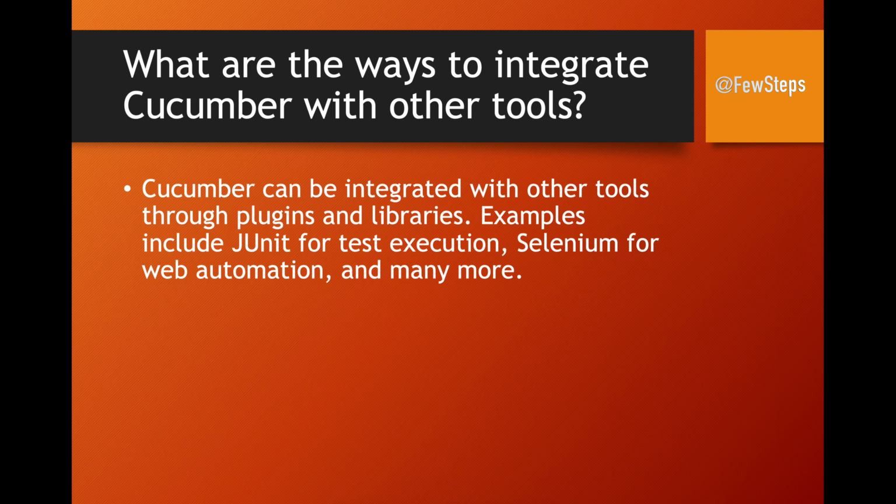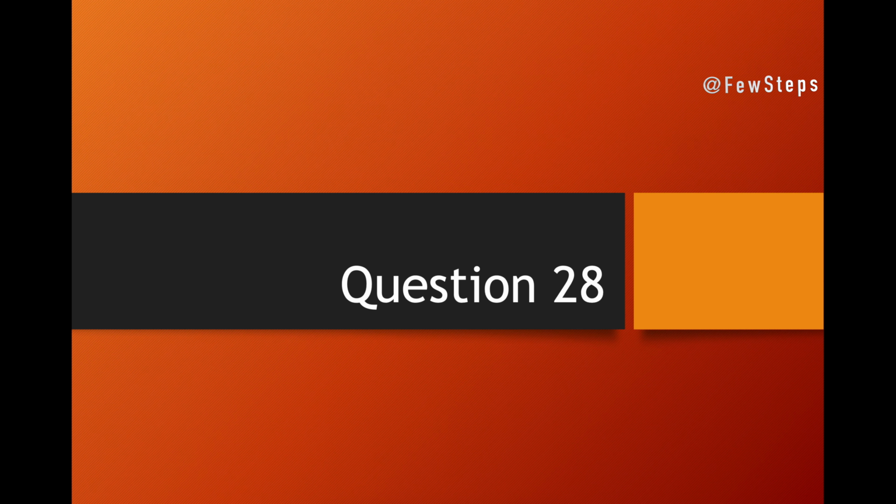Question 27. What are the ways to integrate Cucumber with other tools? Cucumber can be integrated with other tools through plugins and libraries. Examples include JUnit for test execution, Selenium for web automation, and many more.